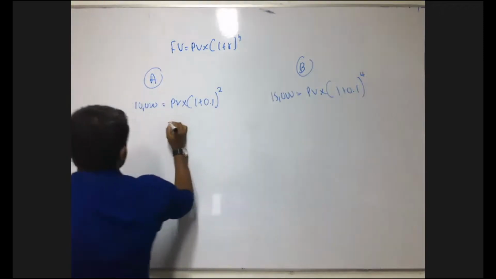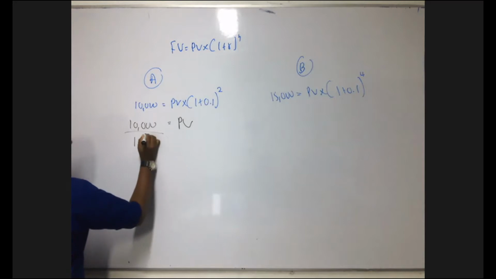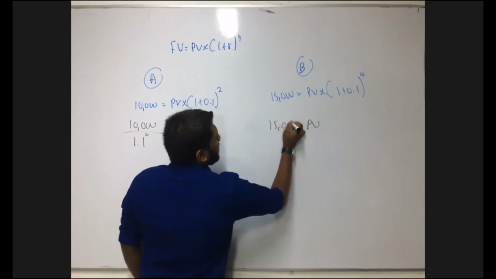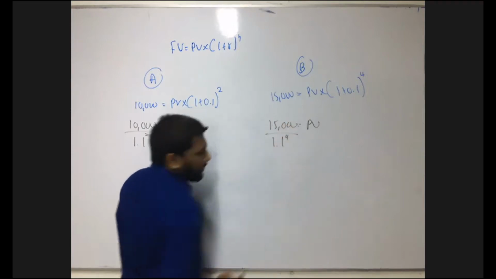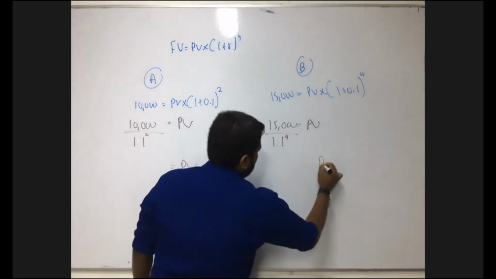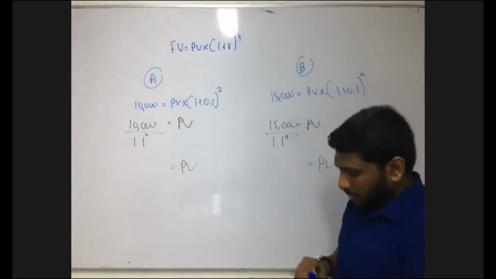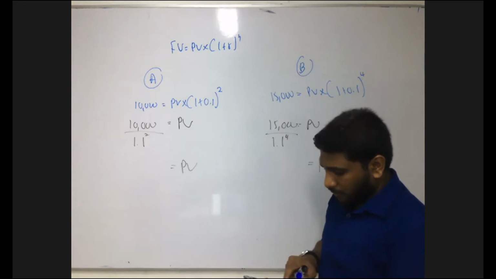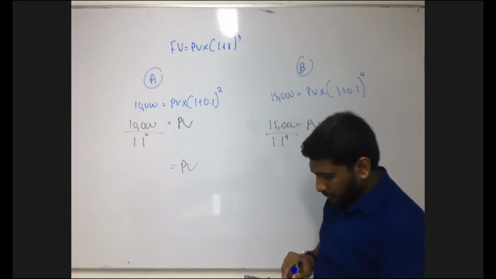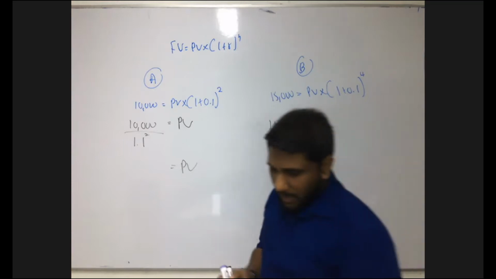Then here present value is how much? Present value equals 10,000 divided by 1.1 to the power 2. Here present value equals 15,000 divided by 1.1 to the power 4. Here present value is how much, and here present value is how much? 10,000 divided by 1.1 to the power 4, sorry, to the power 2. Then here you are getting 8264.